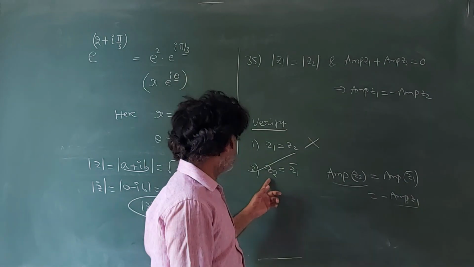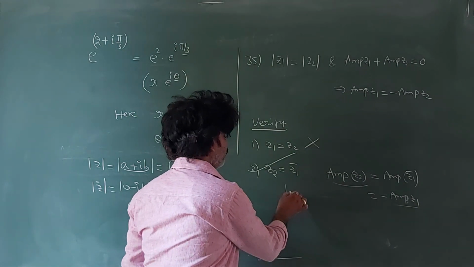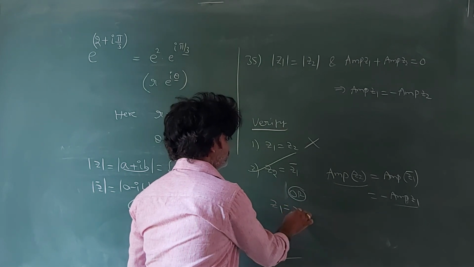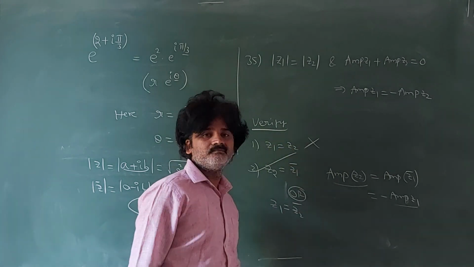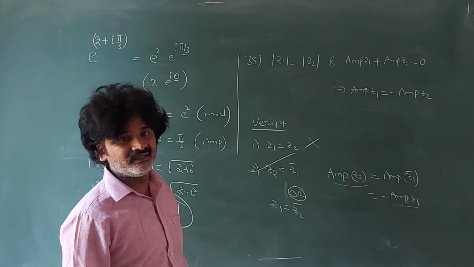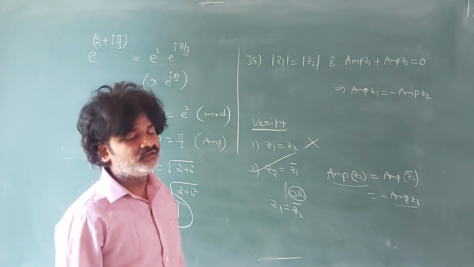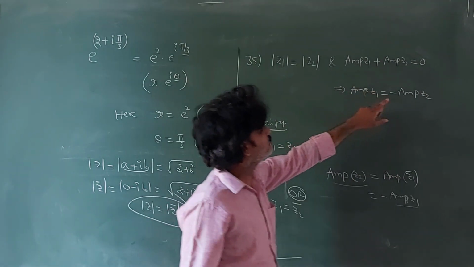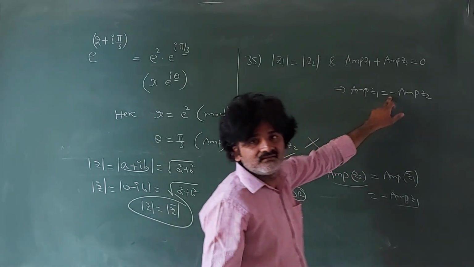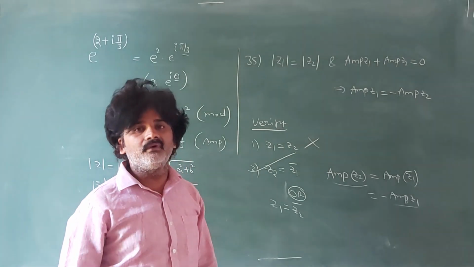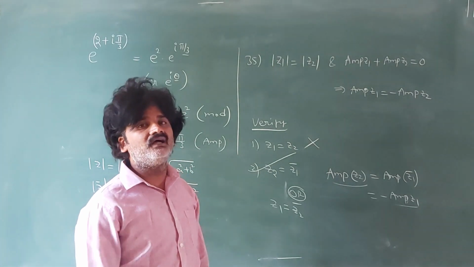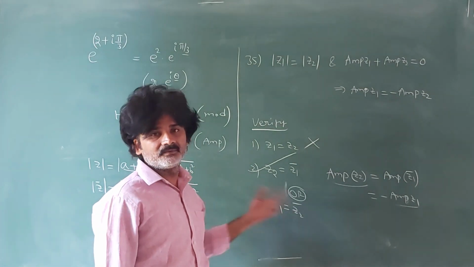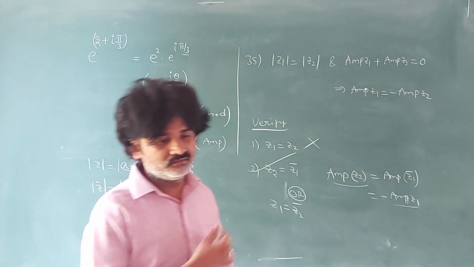So either z2 is equal to z1 bar, or if you want, you can take it like this also, z1 is equal to z2 bar. If one complex number is the conjugate of the other, then their magnitudes are equal, and the amplitudes differ by what? A minus sign. So one complex number equals the conjugate of the other. Simply that is the answer. So the second option is the answer. Okay, so take the problem.